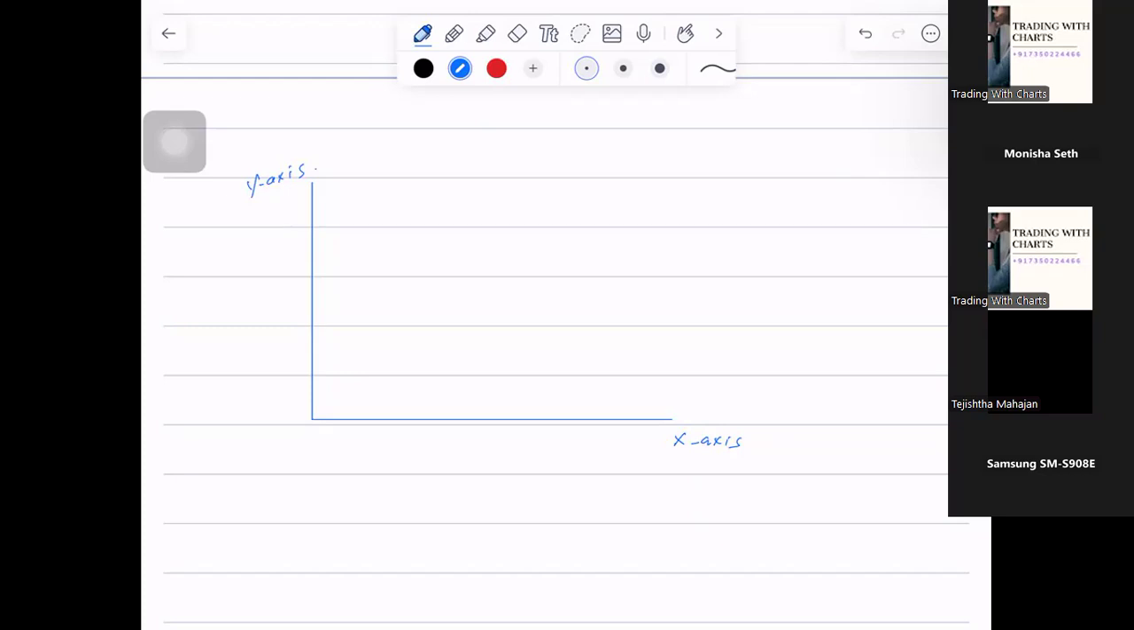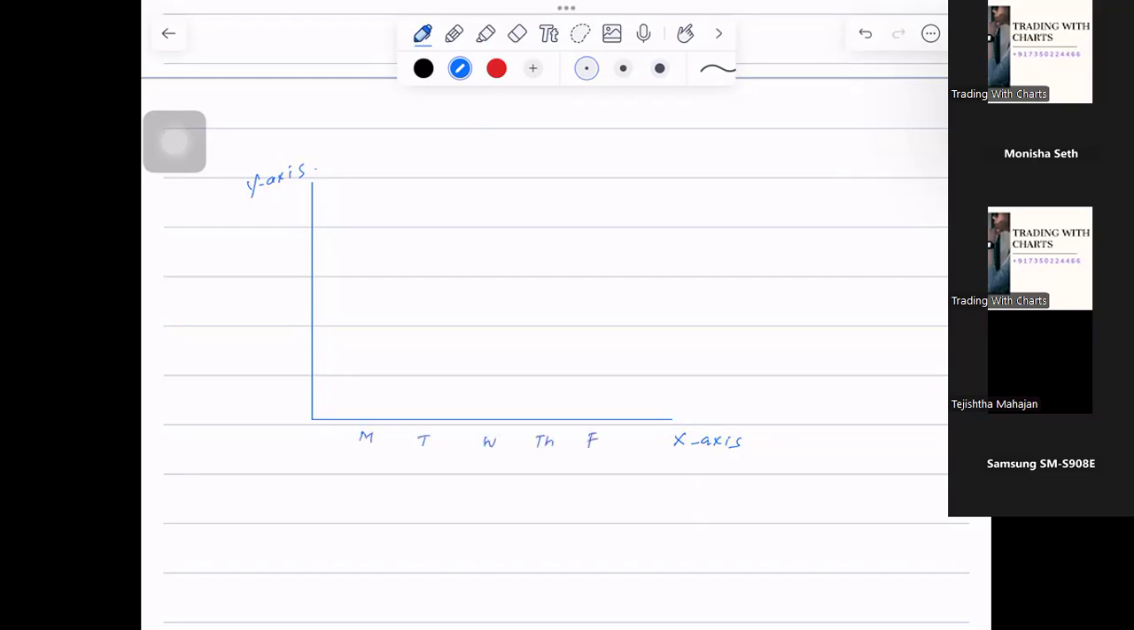I will start with the daily time frame, and slowly and gradually we will also learn different time frames. We will also see intraday time frames, where you will have a graph in minutes, like 1 minute chart, 3 minute, 5 minutes, and so on. So let's take a daily time frame: Monday, Tuesday, Wednesday, Thursday, and Friday.